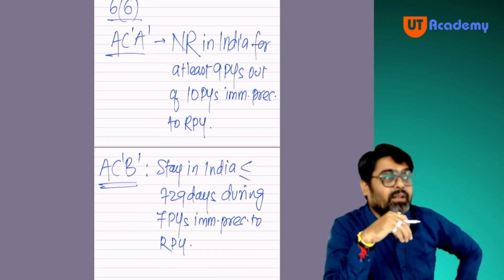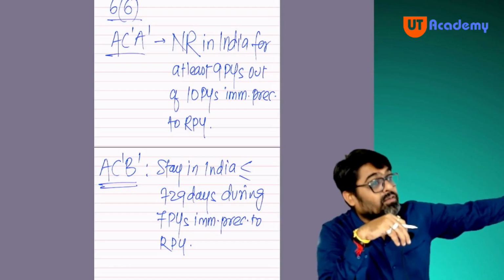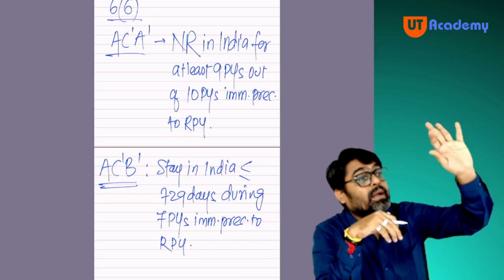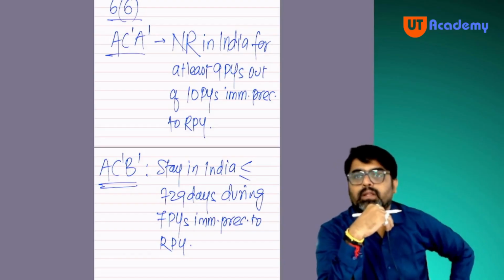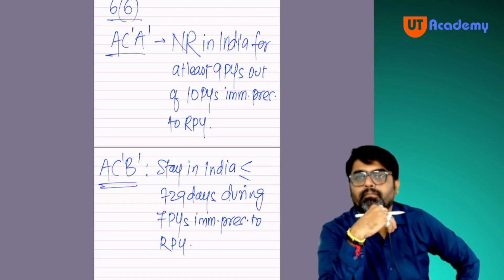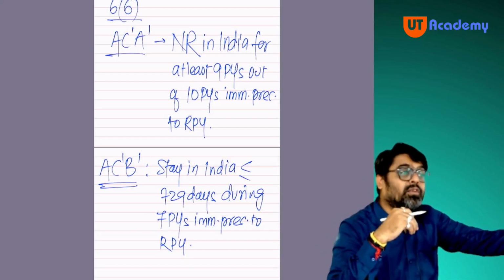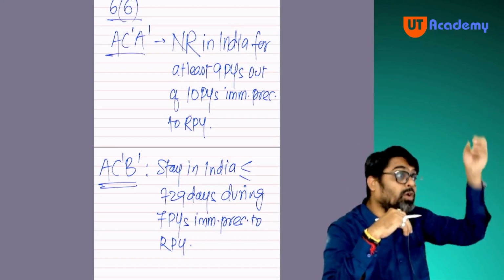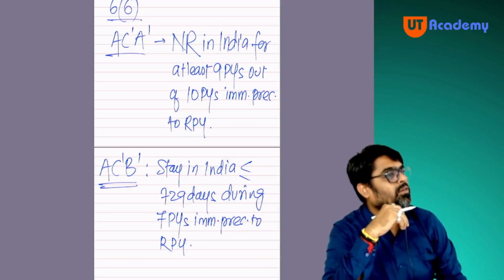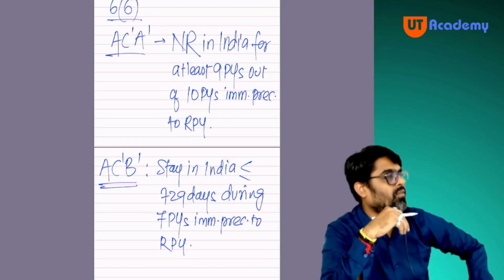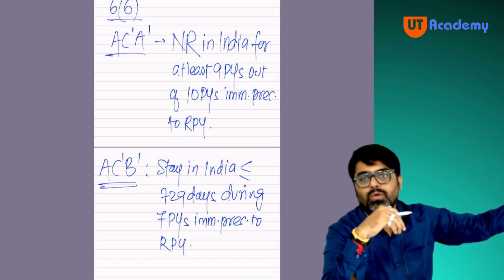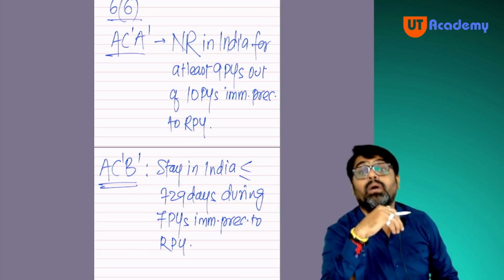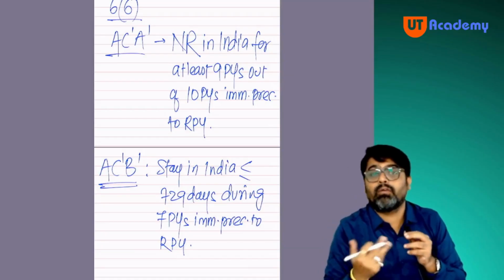By satisfying these two: in the last 10 years, out of that, a minimum of 9 years you should be a non-resident. Very difficult to fulfill this condition. In the last 7 years, your total stay should not be more than 729 days. This is also very difficult to fulfill. These two difficult conditions, if we make you fulfill them to become RNOR, you will never become RNOR.